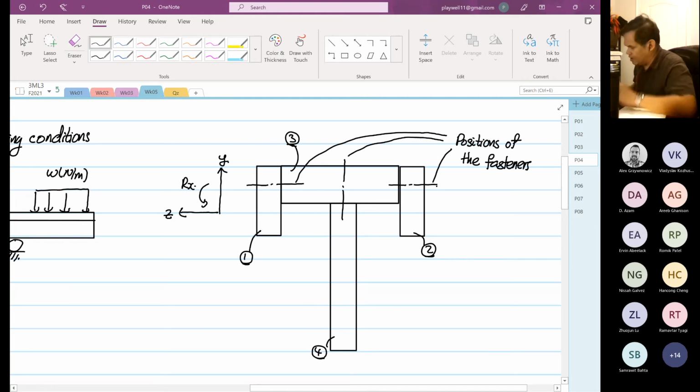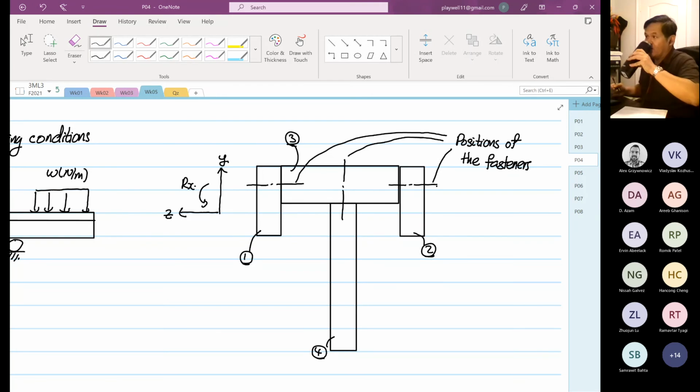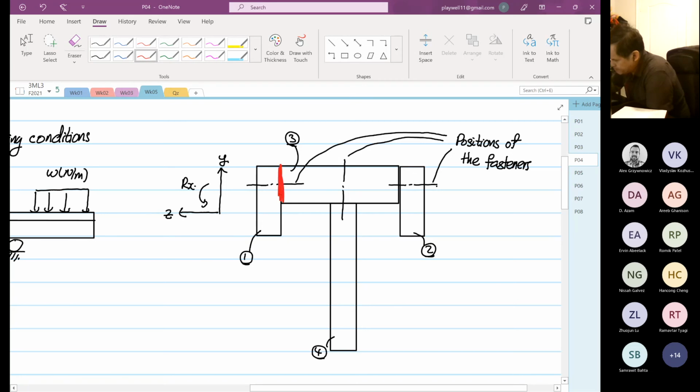If this part were to fail, where will it fail? Anyone? If this part were to fail, where is it going to fail? At the positions of the fasteners? Yeah, at the joints. Right. So where will it fail, here first, or will it fail here, or here. Right.